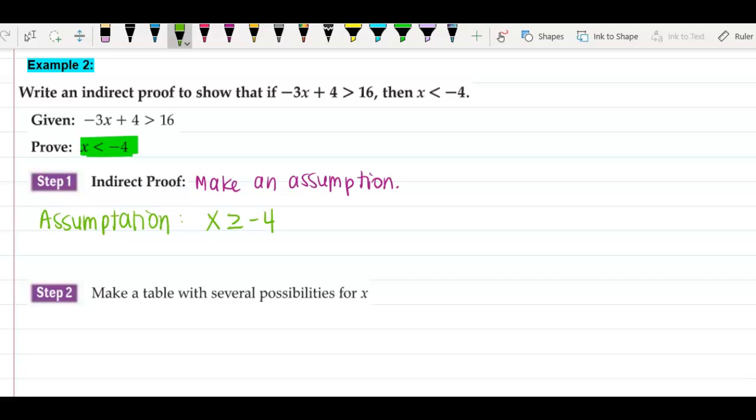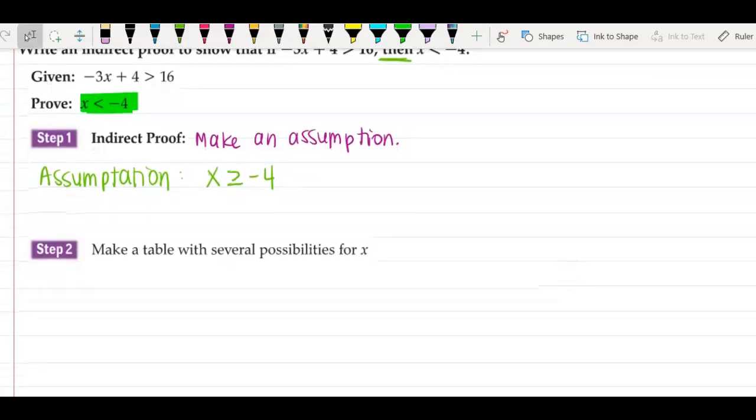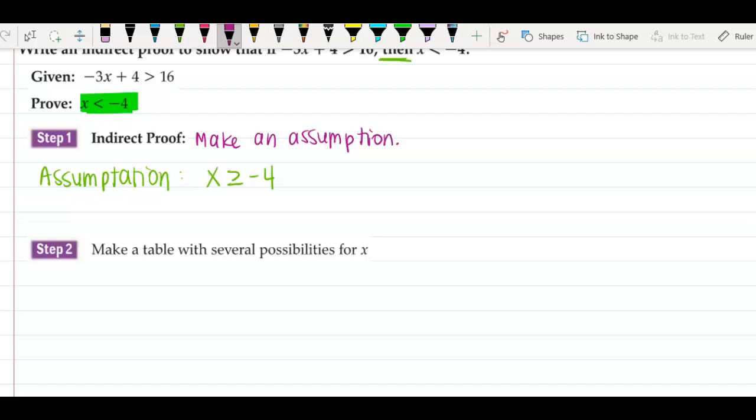That's the first thing you're going to do: assume the opposite of whatever follows the word then, whatever the proof statement is. So we're going to assume for this problem that x is greater than or equal to -4. We have two cases here. Our first case is that x actually equals -4. Let's plug that in.